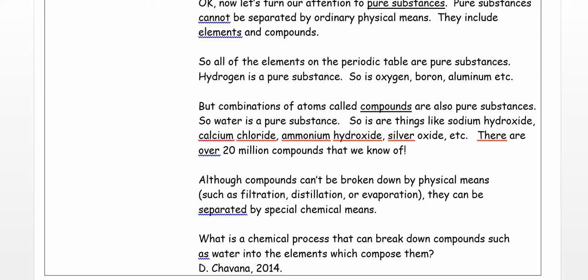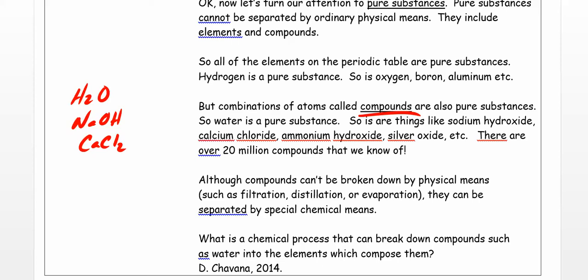But combinations of atoms are called compounds. Compounds are also pure substances. So water, we've talked about already, H2O is a pure substance, but so are things like sodium hydroxide. I'm going to write the symbols for these. You won't know what they are just yet, but I'll put them down nonetheless. So sodium hydroxide, that is a compound, a pure substance. Calcium chloride. Don't worry about these formulas just yet, but I just want to have them written down so you can know that those are compounds. Ammonium hydroxide, silver oxide, etc.